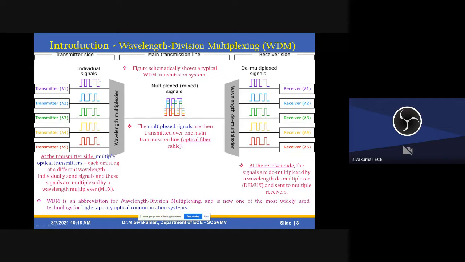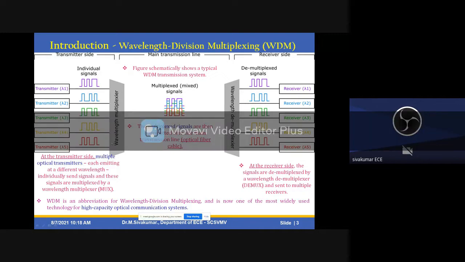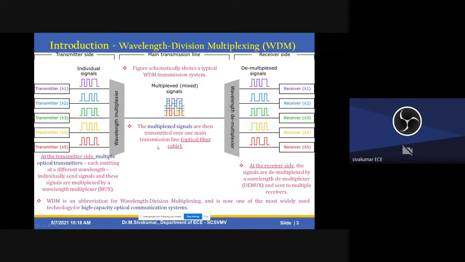Okay, what are the individual signals given here? They are applied to your wavelength multiplexer. Here, this is your multiplexed mixed signal through the medium. It is optical fiber cable. The multiplexed signals are transmitted over one main transmission line. It is called optical fiber cable.